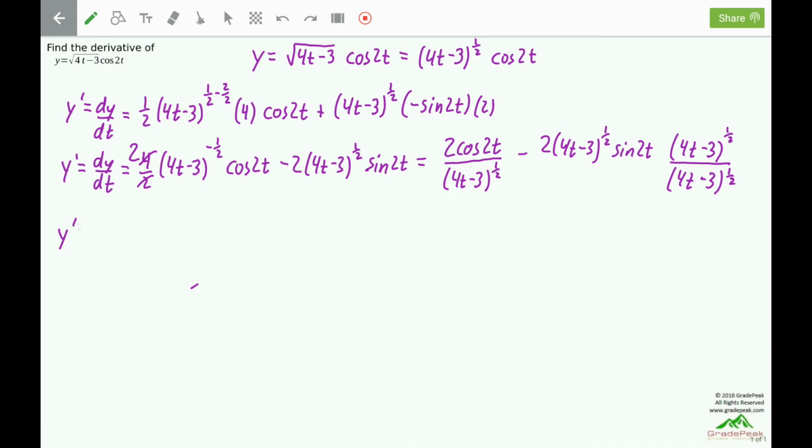So y prime, or dy dt, will equal, the numerator, we have a 2 cosine of 2t, then we will have a minus 2, and as I mentioned, multiplying these will become 4t minus 3 to the first power, and then sine 2t, and they're all over that common denominator of 4t minus 3 to the 1/2 power.